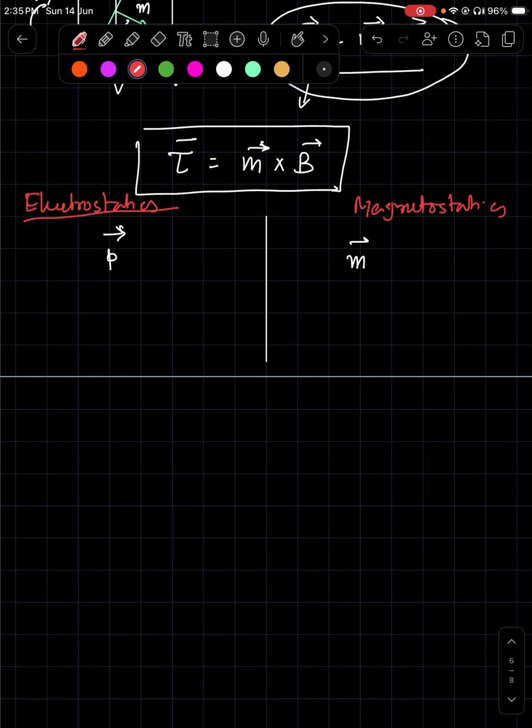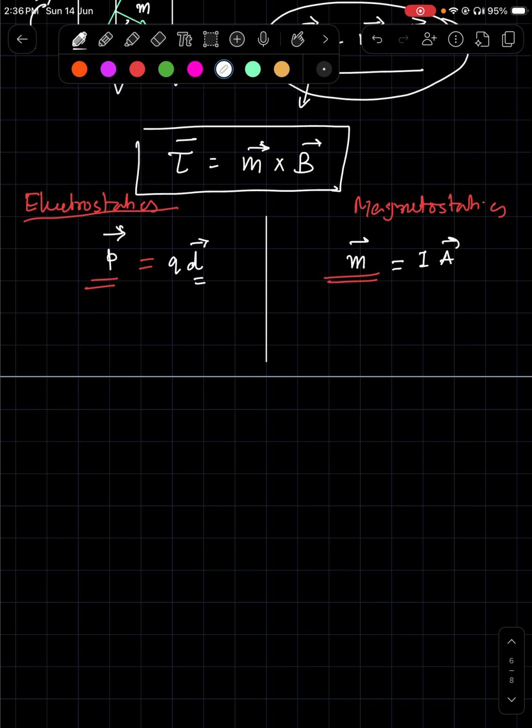In electrostatics, the electric dipole moment is given by P vector, and the magnetic dipole moment in magnetostatics is given by M vector. Here is charge. The definition of the electric dipole moment is the magnitude of the charge times the distance between them. D is pointed from the negative charge to the positive charge, and M is here. The charge is replaced by the current, and the D is replaced by the area vector.